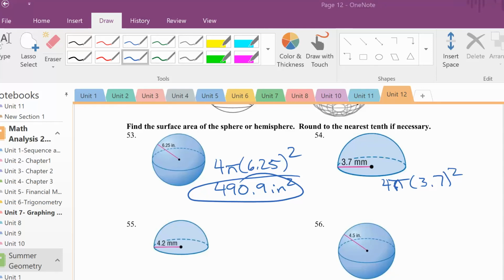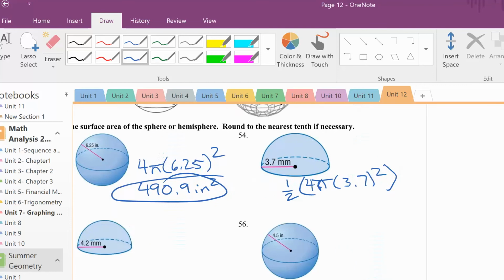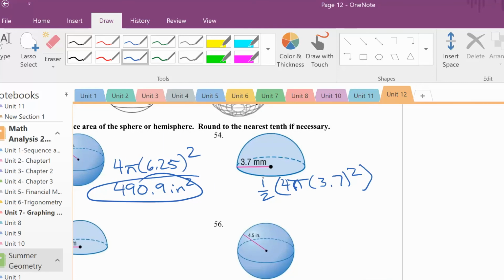here we have a hemisphere. So we actually have half of a sphere. So we'll take half of this. But then we also have to consider that the bottom has an area because it's not hollow in the center like a regular sphere. We have this circle on the bottom, so we have to add pi r squared, or plus 3.7 squared again, to take into consideration the area of the bottom circle. So if it's a hemisphere, you have to take half the area of the sphere, but then also add the base, which is the bottom circle.